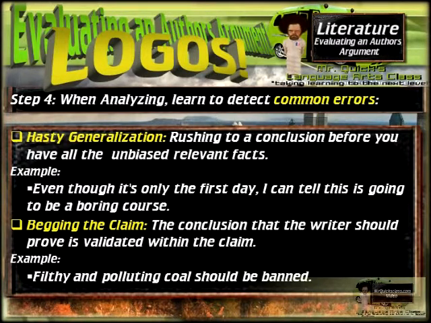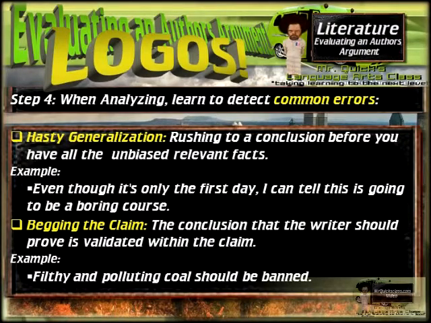Begging the claim, yes, that is when the conclusion that the writer should prove is validated within the claim itself. It's like the statement that is supposed to be proved actually is proved in the statement. And filthy and polluting coal should be banned. I mean, obviously, if the coal is filthy and polluting, yes, it should be banned. There's nothing to really talk about there. The conclusion, the opinion, the position has been made and concluded at the same time, leaving the reader with nothing but, okay, and that's it. So that is definitely an error.